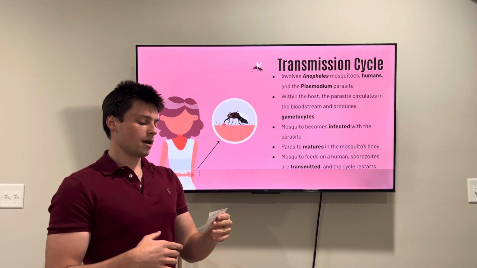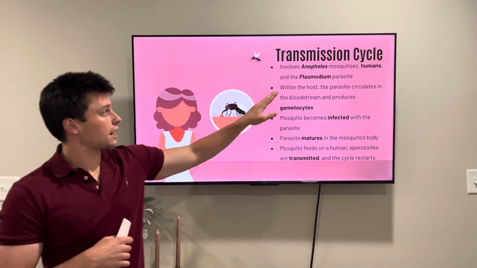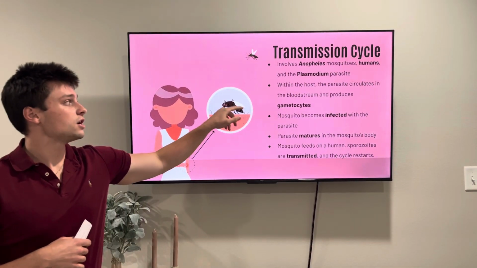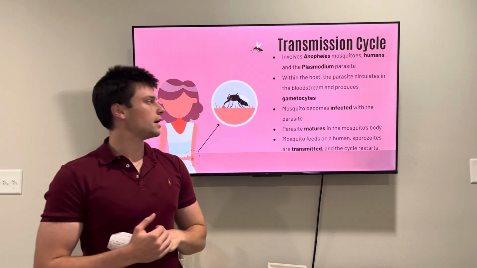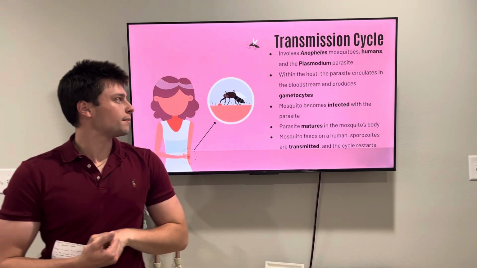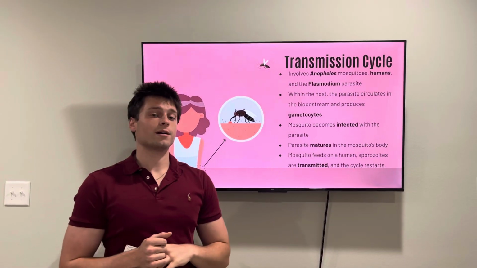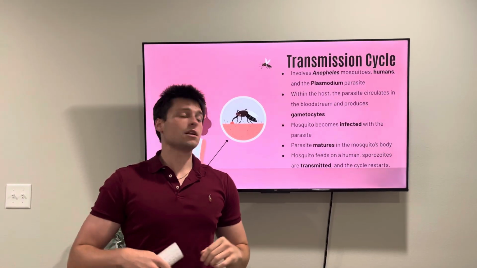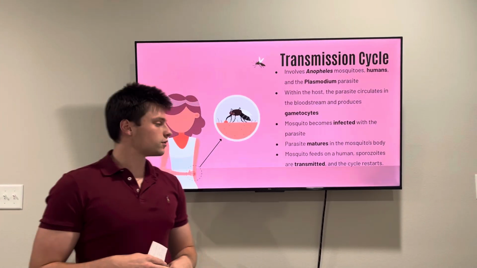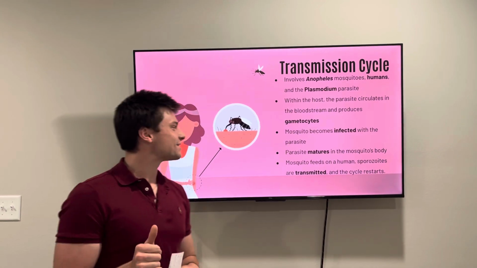Let's talk about how it spreads and affects humans. Now, this transmission cycle involves Anopheles mosquitoes, humans, and the Plasmodium parasite. Within the host, the parasite circulates in the bloodstream and produces gametocytes. Mosquito becomes infected with the parasite. Parasite matures in the mosquito's body. Then the mosquito feeds on the human. Sporozoites are transmitted and the cycle restarts.